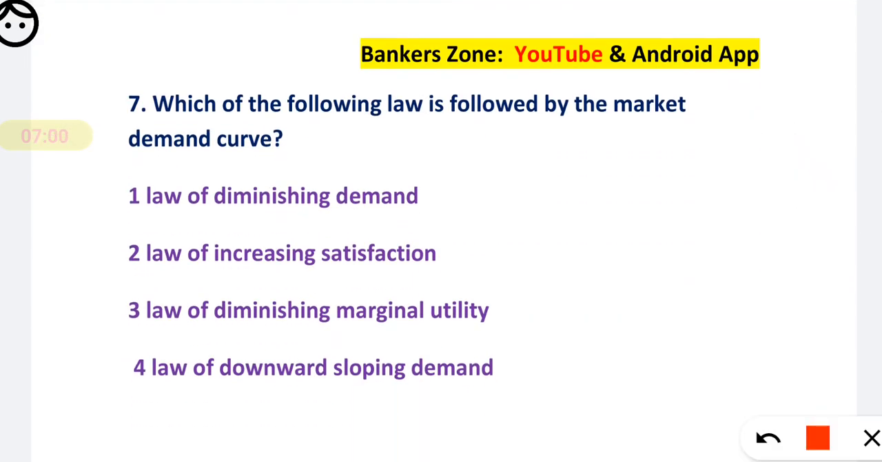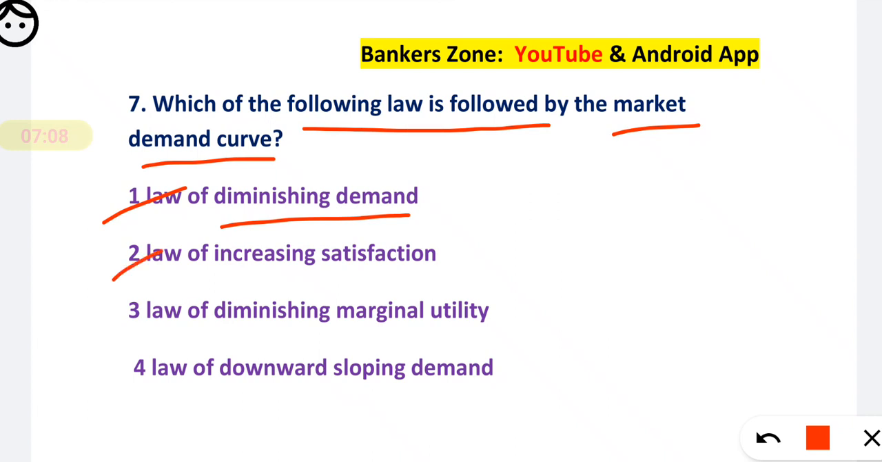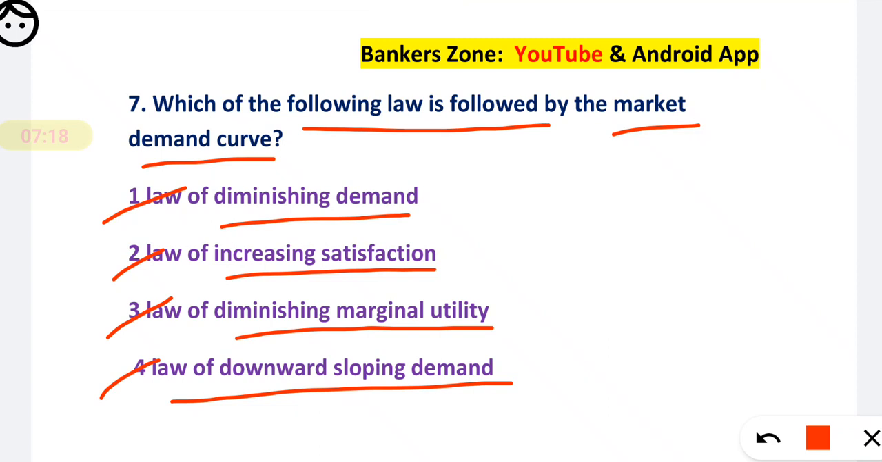So friends, see question number 7. Which of the following laws is followed by the market demand curve? Option number 1, law of diminishing demand. Option number 2, law of increasing satisfaction. Option number 3, law of diminishing marginal utility. And option number 4, the law of downward sloping demand.